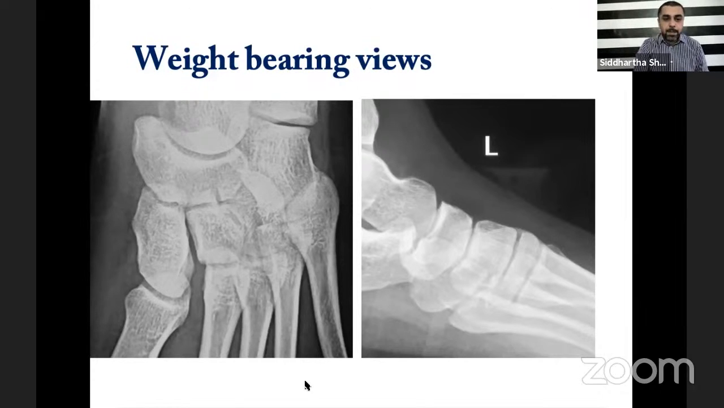Now, what happens when you get a weight-bearing view? As you can see here, this is the middle cuneiform. That's the medial border. This is the second metatarsal. That's the base. And you can see that there is a mild lateral shift. There is no other injury. There is widening of the intermetatarsal space. So this is undoubtedly a ligamentous Lisfranc injury.